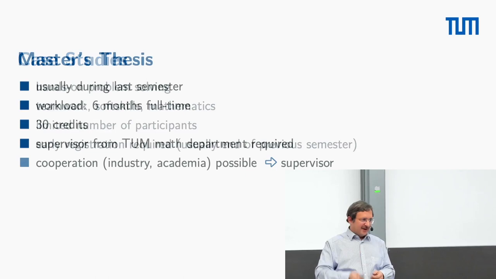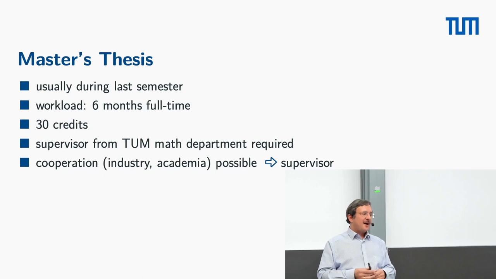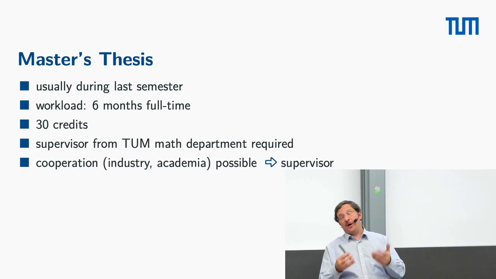Finally, master's thesis. I already said the thesis is usually done during your last semester. It's not a strict requirement, but for very good reasons, most people do it that way. You work six months full-time on a thesis. It's worth 30 credits. So expect to work for one complete semester, doing nothing or at least not much besides the thesis.